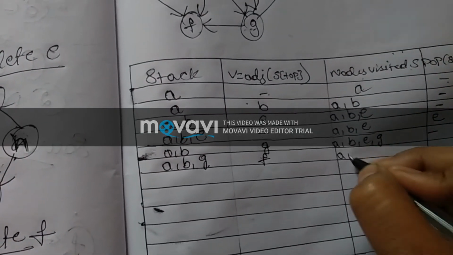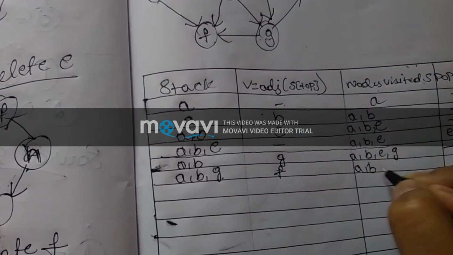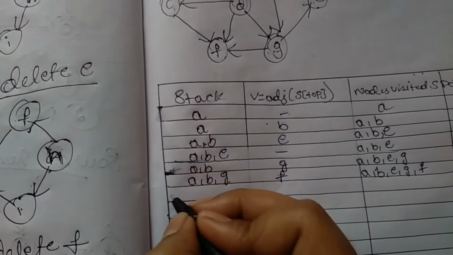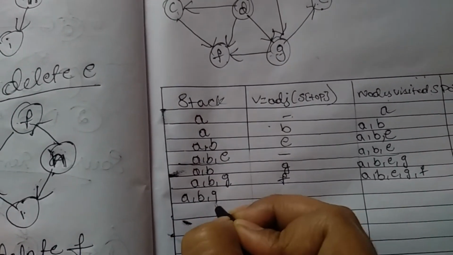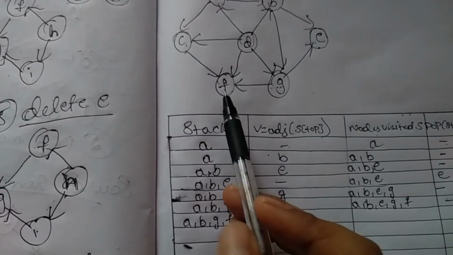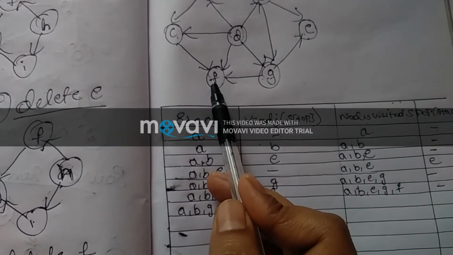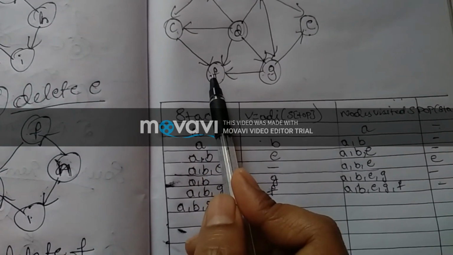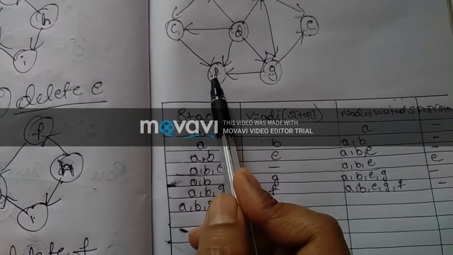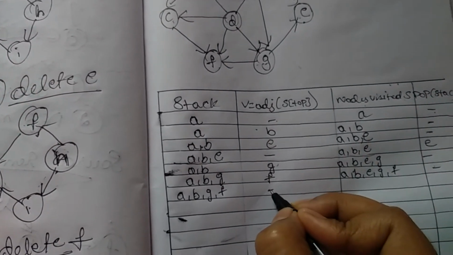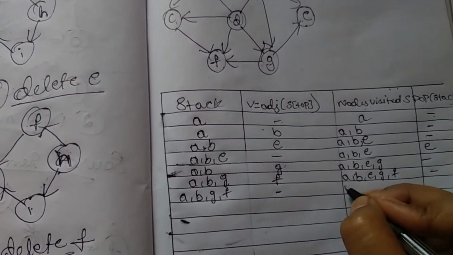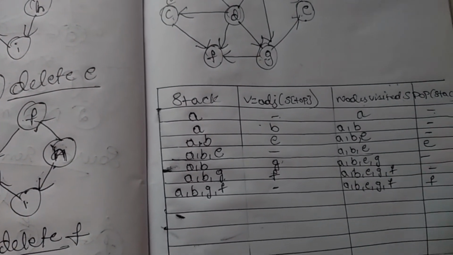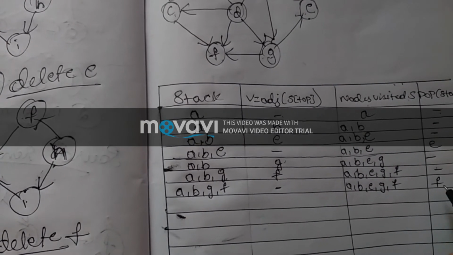Now here it should be A, B, E, G and then F. Nothing to pop. So here A, B, G and F. For F, is there any outgoing edge? No, there is no outgoing edge for F. So there is no adjacency vertex for F. Nodes visited A, B, E, G, F. I have to pop F. If there are no adjacency vertices, you have to pop.